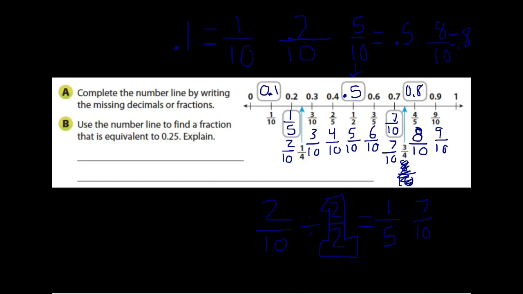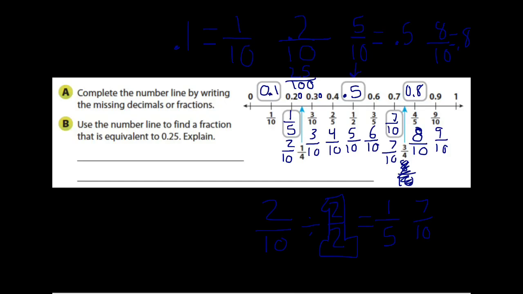It says use the number line for letter B to find a fraction that is equivalent to 25 hundredths. Explain. So 25 hundredths. So 25 over 100. Now, the reason why I put 25 over 100 in between 2 tenths and 3 tenths is because I can also think of it as 20 hundredths and 30 hundredths. So I go 20, 21, 22, 23, 24, 25, which is right in between 20 hundredths and 30 hundredths.